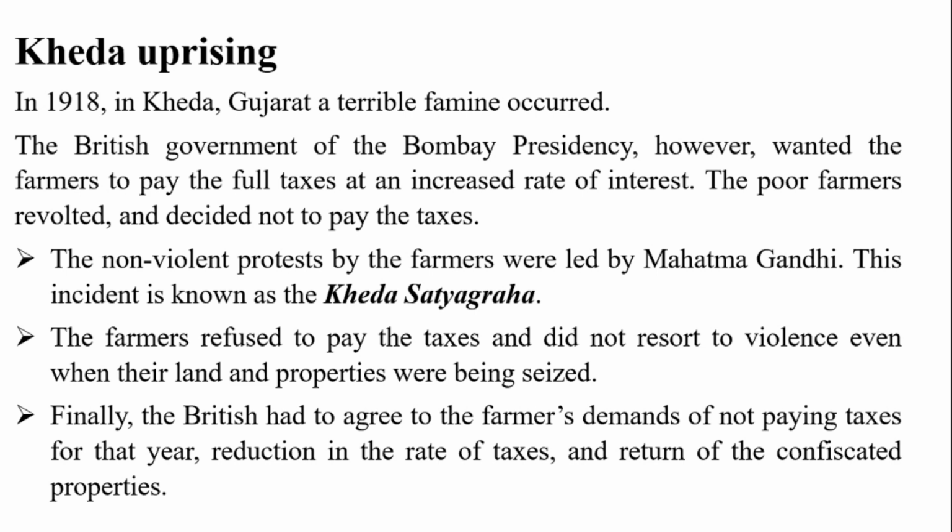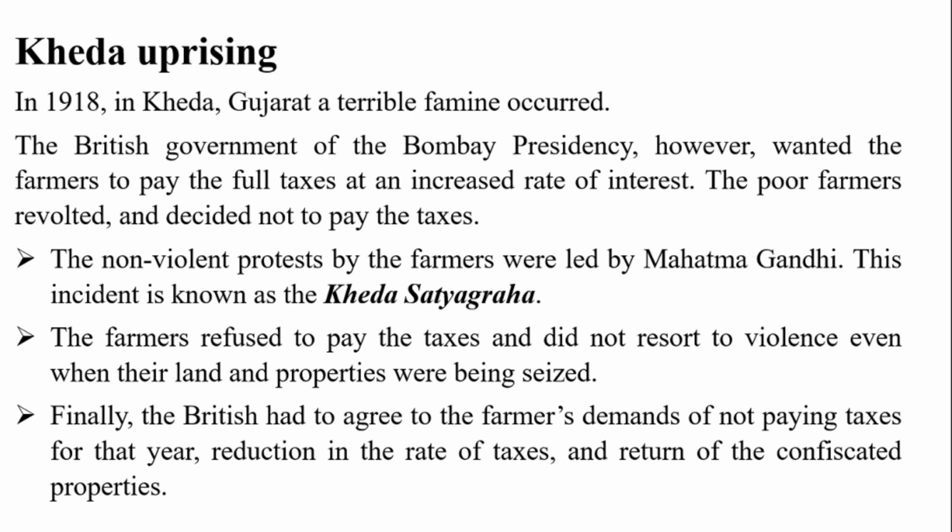So finally, the British had to agree to the farmers' demands: not paying taxes for that year, reducing the rate of taxes, and the return of the confiscated properties. Finally, the British agreed to the farmers' demand because of their fight, because the British government was not able to get any income.